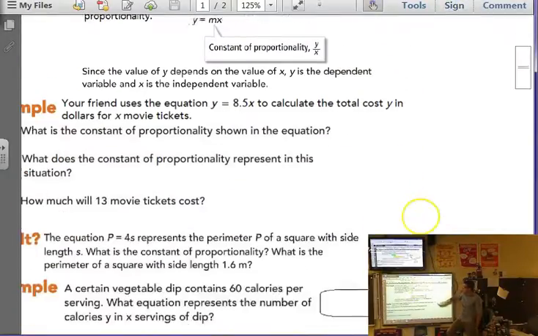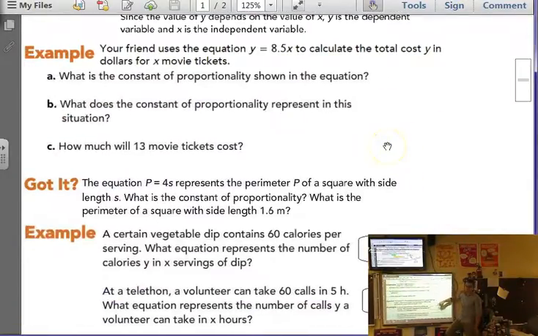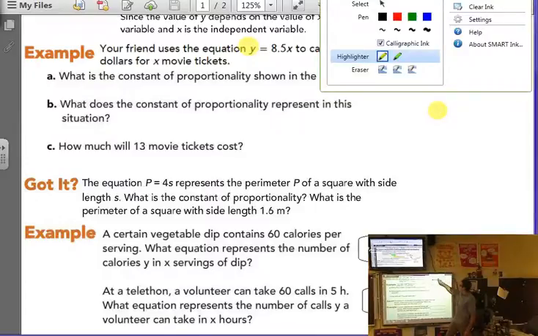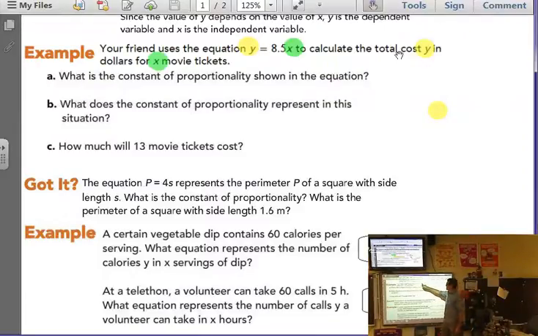So your friend uses the equation y equals 8.5x to calculate the total cost y. So we see that y is going to be my final cost for x movie tickets. So what is our constant of proportionality here? If we just look at the equation, Justin? Would it be x? It is not the x. The x is our input value. So here the x will be however many movie tickets we end up buying. That could change. What if another friend shows up? Or what if my parents decide to come?